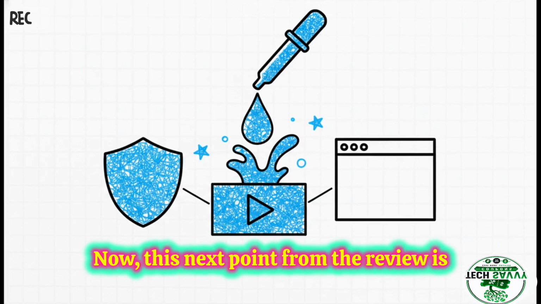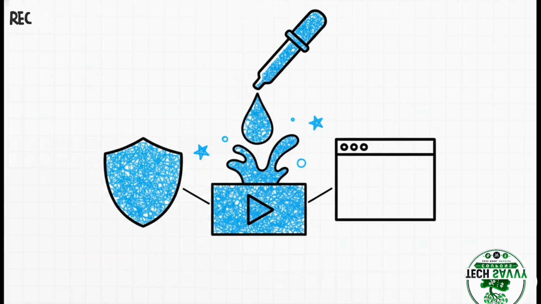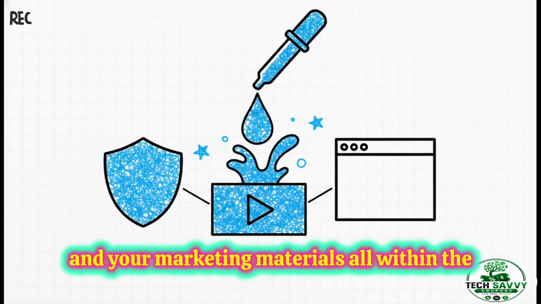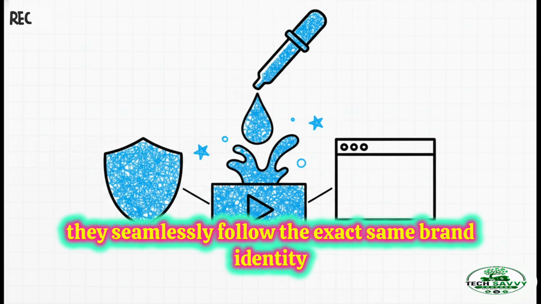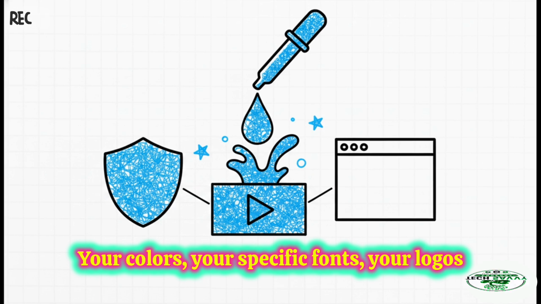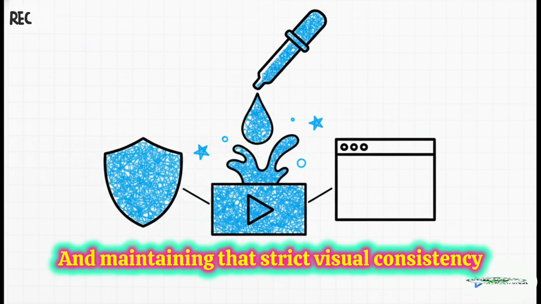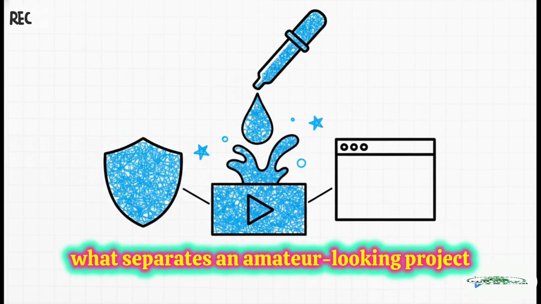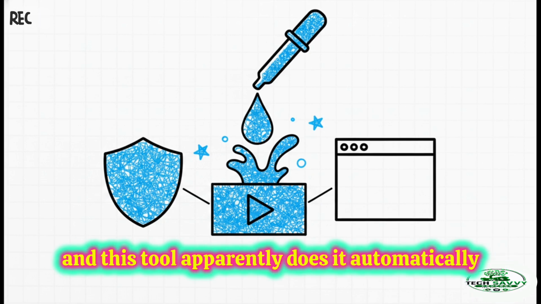Now, this next point from the review is where I think the whole all-in-one concept truly proves its worth. Feature 4 is consistent branding. Because you're creating your logo, your videos, your website, and your marketing materials all within the exact same ecosystem, they seamlessly follow the exact same brand identity. Your colors, your specific fonts, your logos, they auto-populate and remain completely unified. And maintaining that strict visual consistency across every single touchpoint, that is exactly what separates an amateur-looking project from a highly professional business image. And this tool apparently does it automatically.